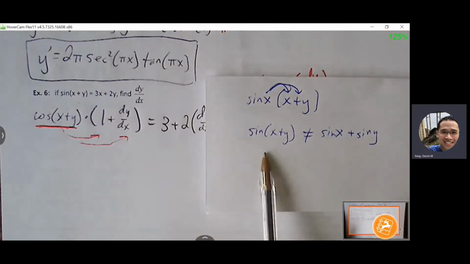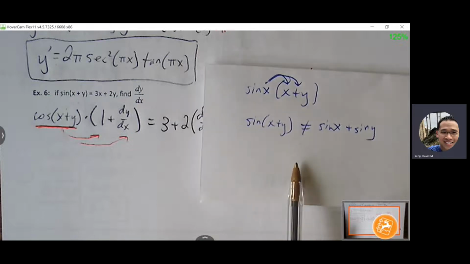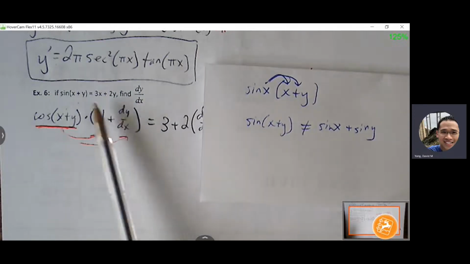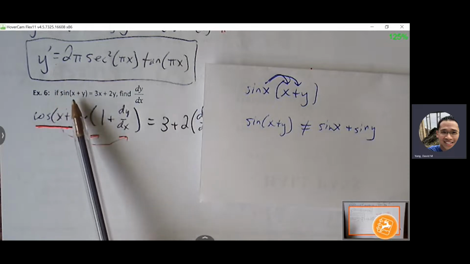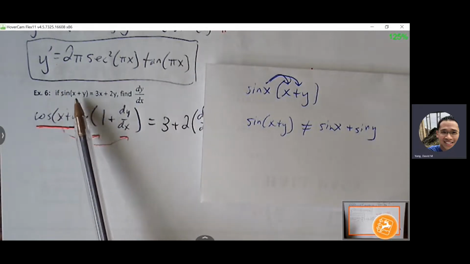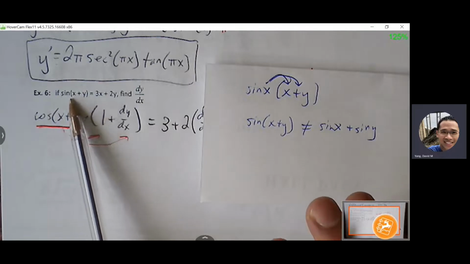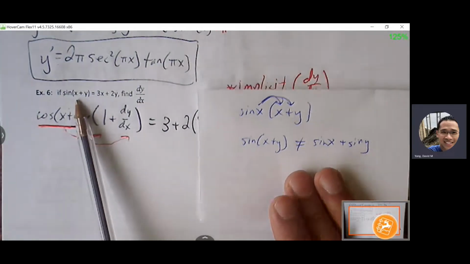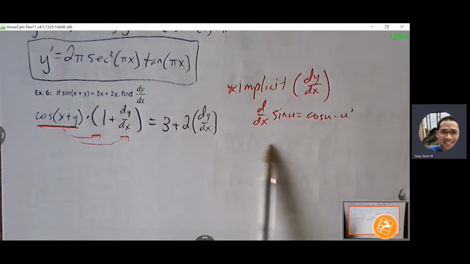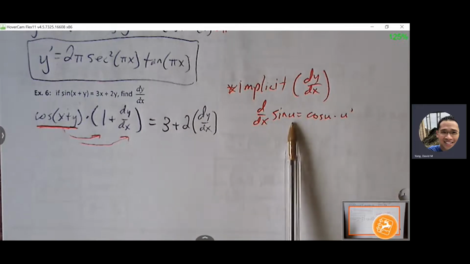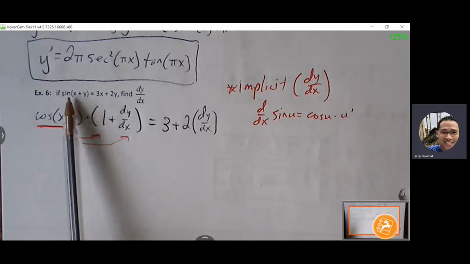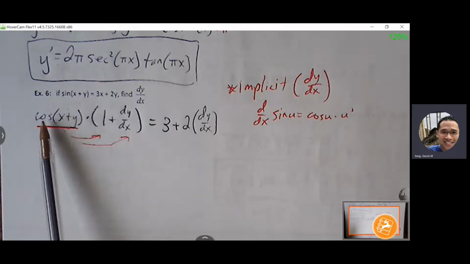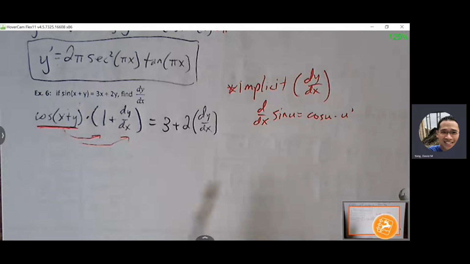I mean, there is some identity that can allow us to expand, but we're not going to be worried about that. So understand that this is kind of like a standalone expression, and we have to just work with it in this form. So we need to think of this entire parentheses as our u value. Since sine's derivative is cosine of u times u prime, we jump directly into our derivative. Sine of x plus y equals cosine of x plus y times u prime.